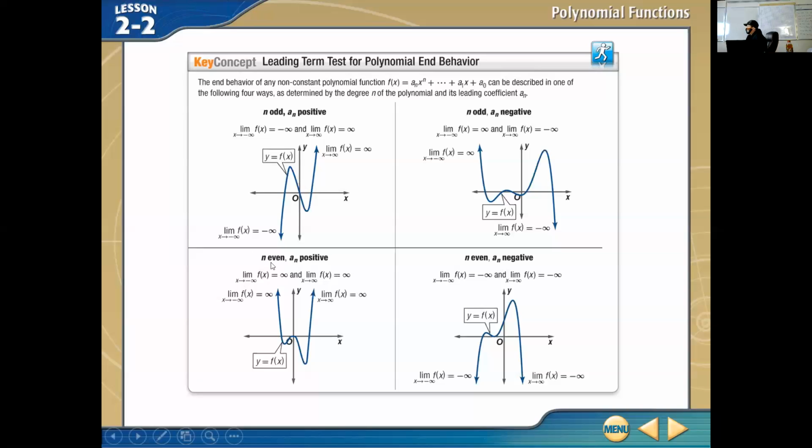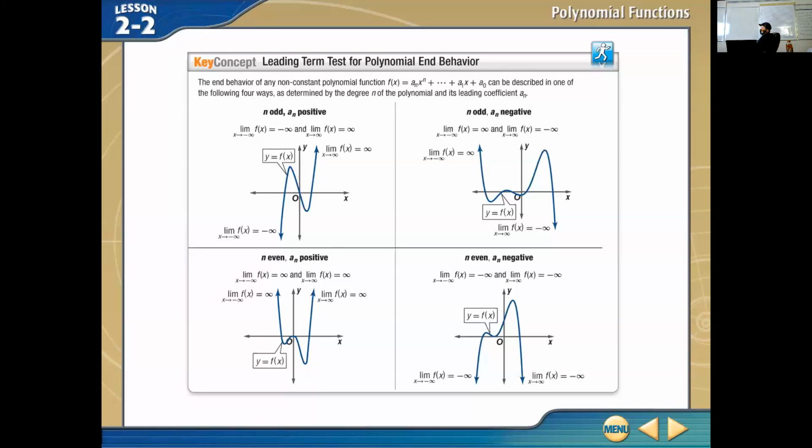So on the bottom left here, we have an even exponent. So it's talking about like x squared, x to the fourth, x to the sixth, and our coefficient is positive. So similarly with your monomial functions, the end behavior is going to go the same direction. If it's positive and your exponent's even, the limit as x approaches negative infinity, f of x is going to go towards positive infinity. And the limit as x approaches positive infinity, f of x is also going to go towards positive infinity. Or in other words, your end behavior is going to go the same direction.